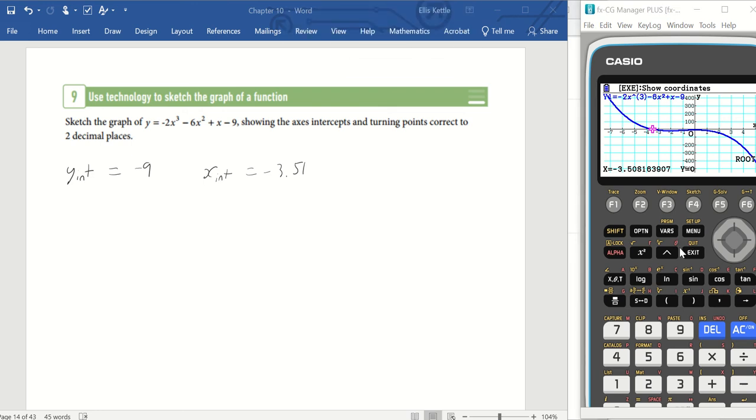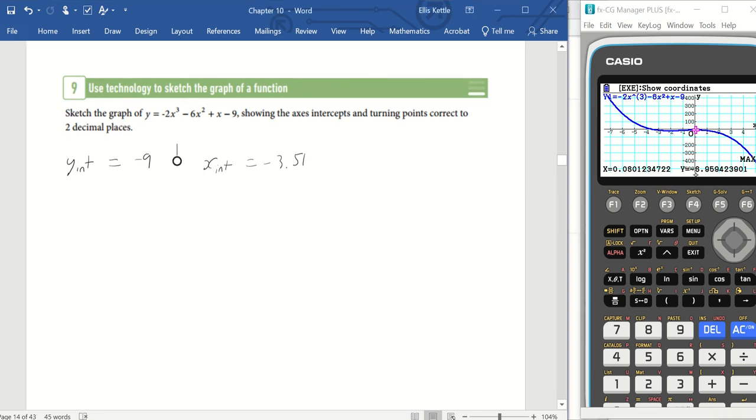Alrighty, now that I've checked that that's my only root, the next thing I'm going to be doing is going G-solve, and I'm looking for any minimums or maximums. So let's look for the maximums first. You see there is one maximum here, so let's record that. So you've got a maximum at the point 0.08, comma, negative 8.96.